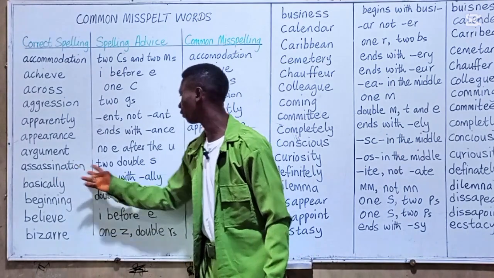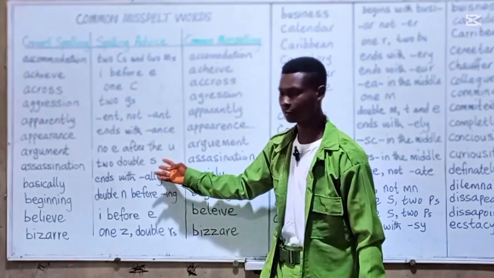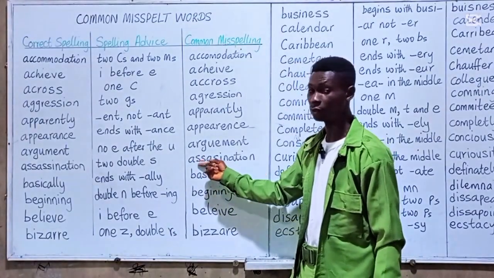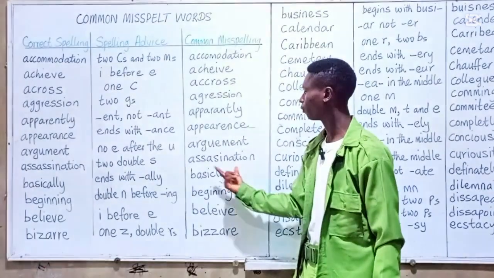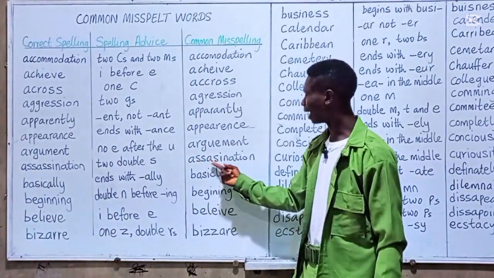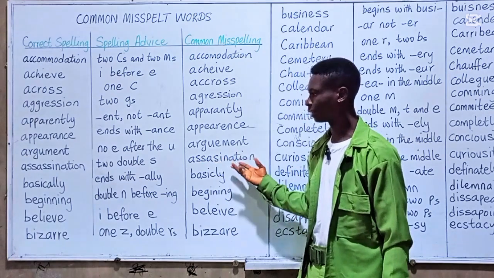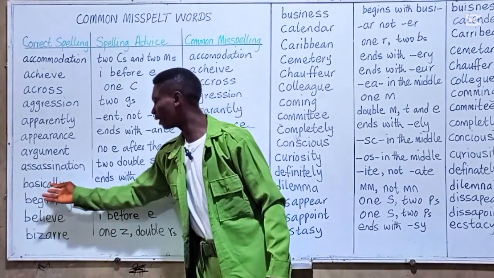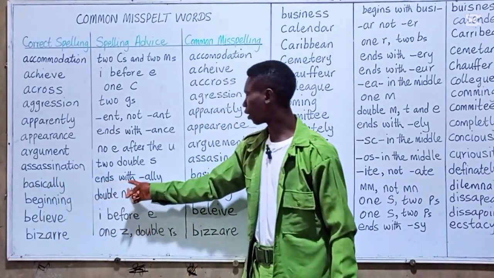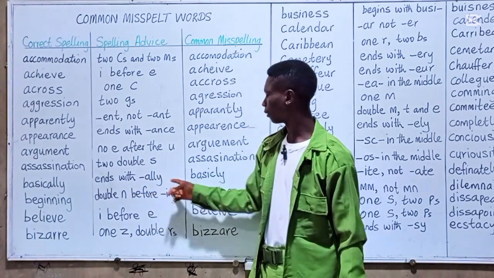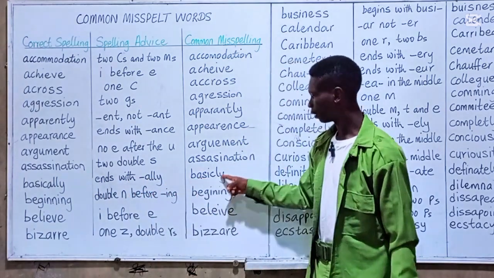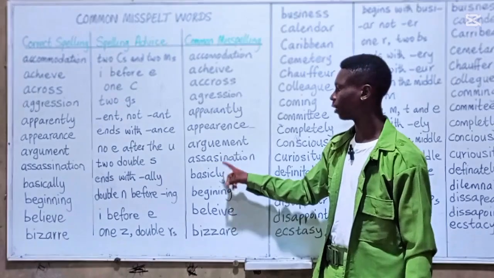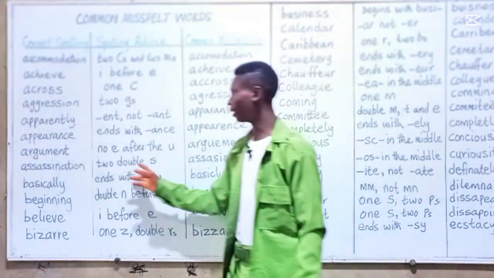Then we have assassination. In assassination, we have two double S's. So if you have something like this, or you have only one S here, it is wrong. It is two A's and two S's. That is assassination. The next word is basically. In basically, it ends with ALLY and not this. This is wrong spelling. Must have A after C and then LLY, basically.